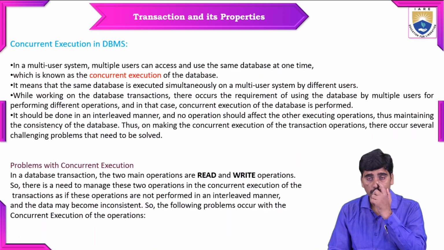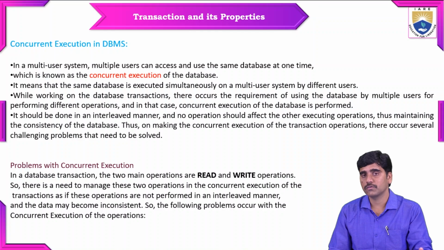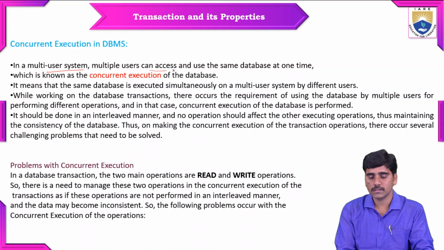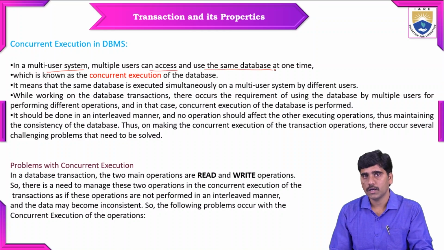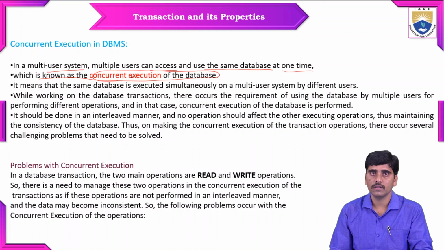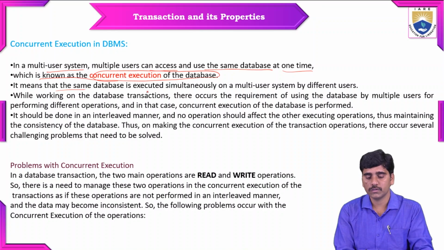So, concurrent execution. What is meant by concurrence is that the transactions are executed simultaneously at one time in different places by different users. So here in a multi-user system, multiple users can access and use the same database at one time, which is known as what? Concurrent execution of the database. It means that the same database is executed simultaneously on a multi-user system by different users.